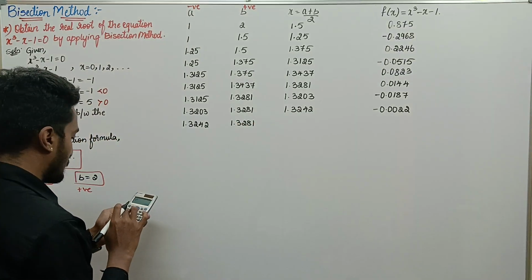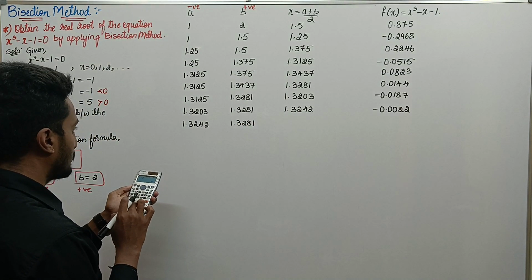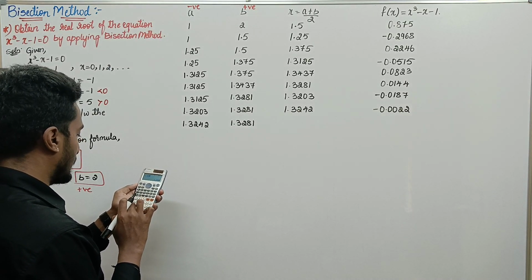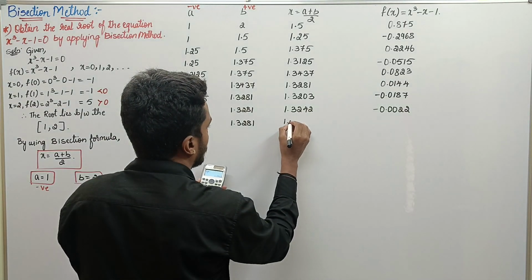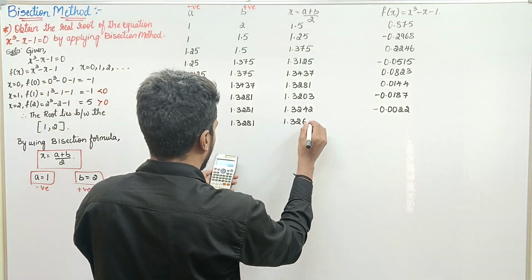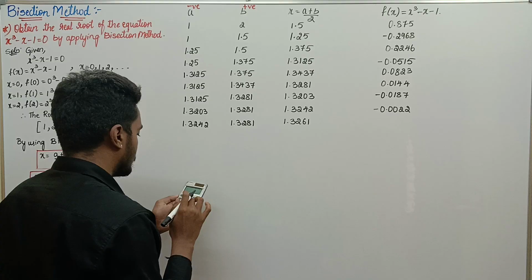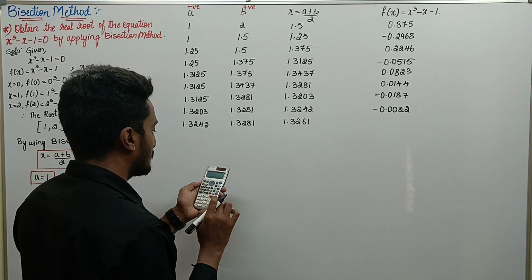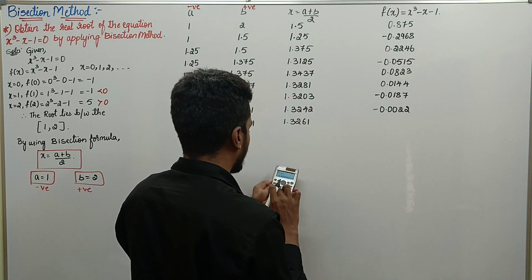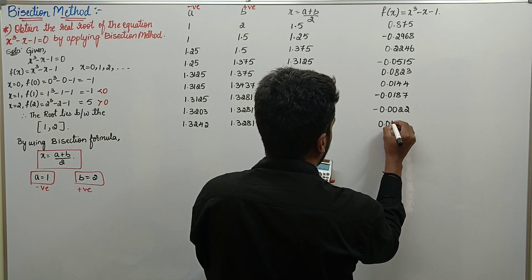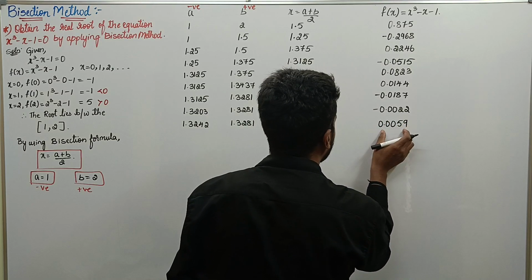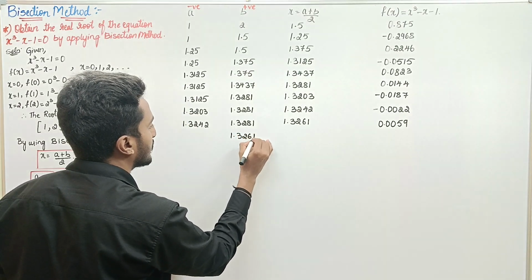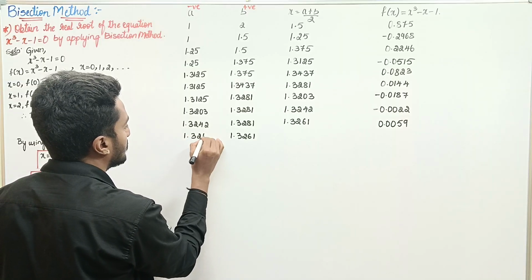Now here 1.3281. Again substitute in the value of A, 1.3242 equals 1.3281. You get 1.3261. Now press calc, 1.3261 equals, you get, with shift eng twice, 0.0059. Since it is positive, this will be replaced in the positive place, that is 1.3261. Now 1.3242 will be constant.